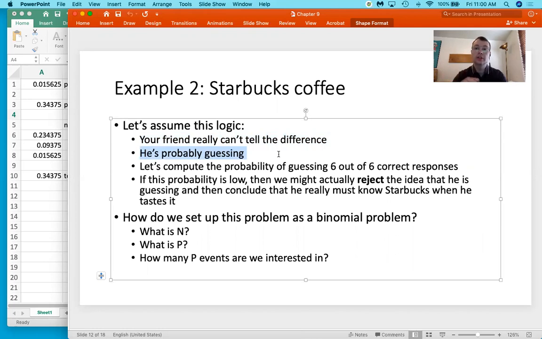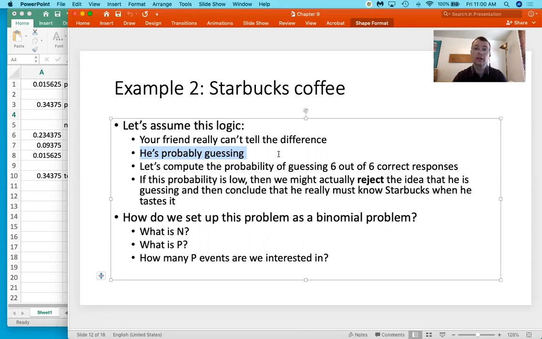Right? So under this assumption, which we might call a null hypothesis, the probability of success for our friend on each trial is a coin flip if he's guessing, right? He's got a 50-50 shot. He can either guess the correct Starbucks cup or he can't.